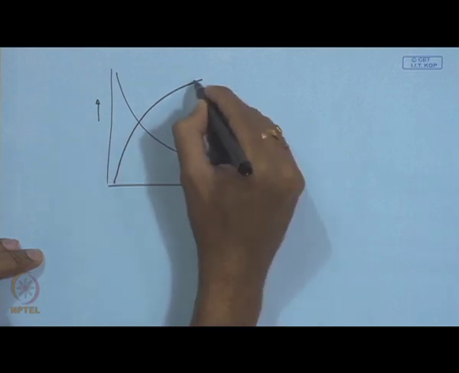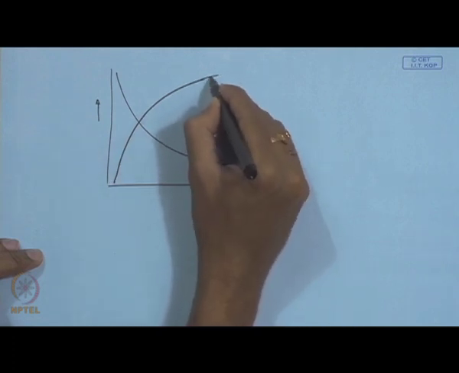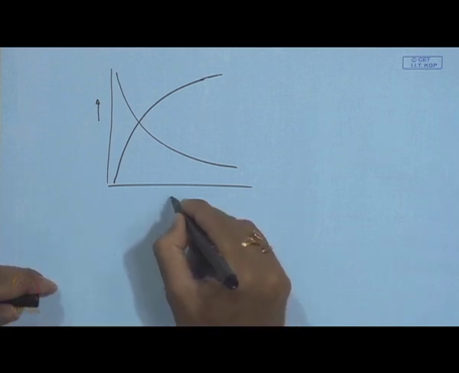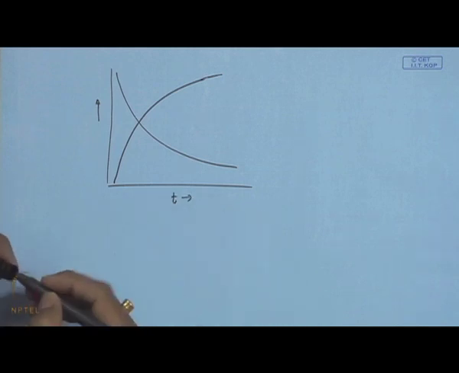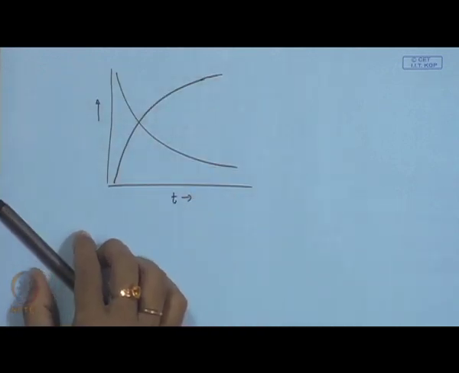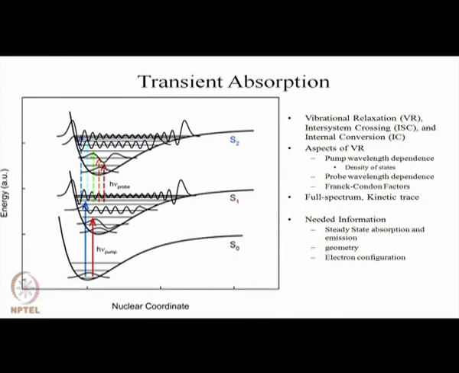These numbers will give you the idea of what is exactly going on and at what rate this is going on, this decay process or this rise or growth process. Okay, so these kinetic traces are very important. So ultrafast spectroscopy, transient absorption will give you that information. It is a very important technique. Okay, so these are the things that we can follow.